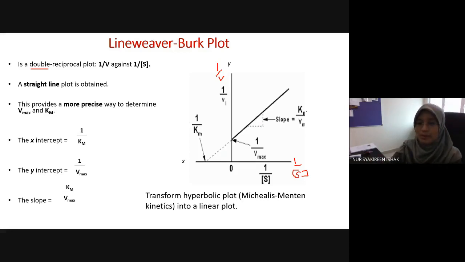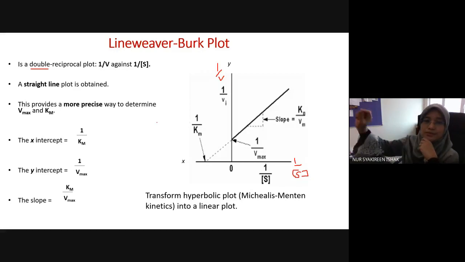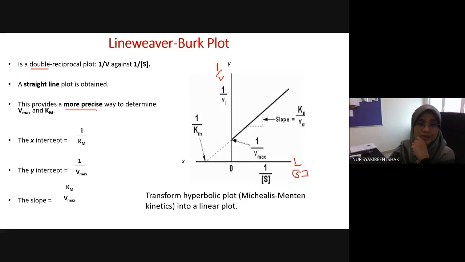Okay, both velocity and substrate you take 1 over, can. Okay, so from that you will obtain a straight line plot. Tadi hyperbolic. Okay, this one you produce a hyperbolic graph, but this one you will obtain a straight graph. Okay, so this will provide a more precise way to determine the value of Vmax and Km.